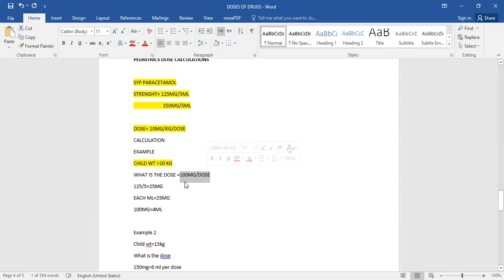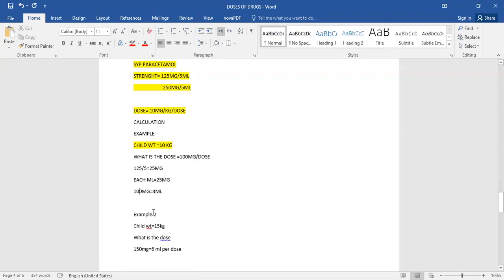Now we'll see how much strength is available. We have a strength of 125 milligram per 5 ml. So in 1 ml there is 25 milligram. Each ml is 25 milligram. You want to achieve 100 milligram, so you will give 4 ml, because each ml is 25. So 4 ml equals 100 milligram. So that child requires 4 ml of the 125 milligram per 5 ml strength. Are you getting this, Doctor?